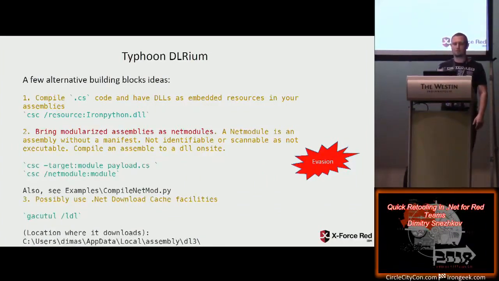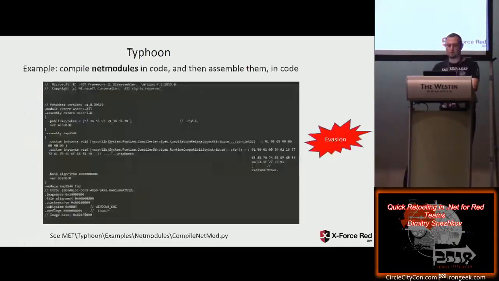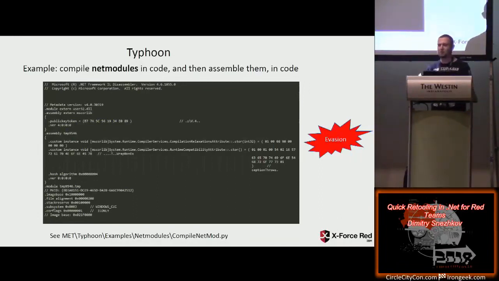You can actually use CSC itself to compile your Typhoon right on the system, if you choose to do so, and then you can link it to ironPython.dll, and you can bring code in as .NET modules. So let's see what .NET modules are. In .NET assembly linking, there is this thing called a net module. A net module is an incomplete assembly that is not loadable and is not invocable.